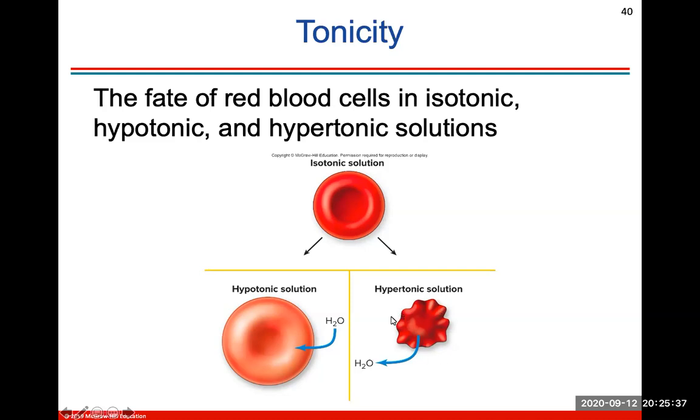If we put a red blood cell into a hypertonic solution, meaning there's a greater concentration of solute outside the red blood cell, water will leave the red blood cell and the cell could shrivel up. So you should have a good understanding of these three types of solutions and what a red blood cell will do when placed in either of those solutions.